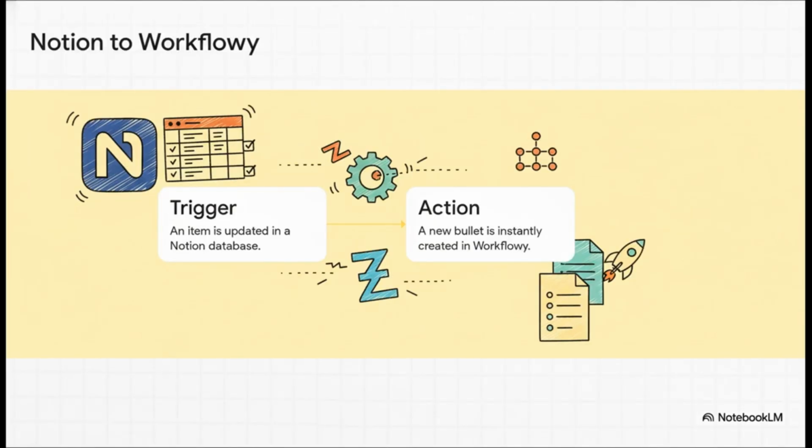So let's bring it all back to the two apps we started with. Using a tool like Zapier, you can build this bridge in just a few minutes. You set the trigger when a page is updated in my Notion project database. Then you set the action, create a new bullet in my Workflowy master task list. That's it, you're done. The middleware handles all the complicated stuff behind the scenes.